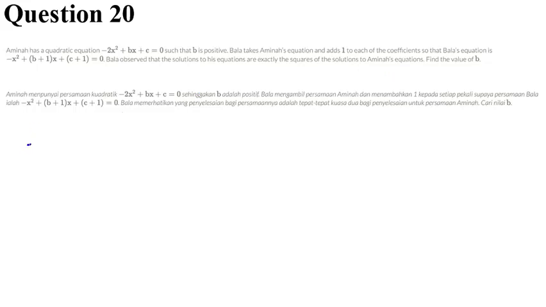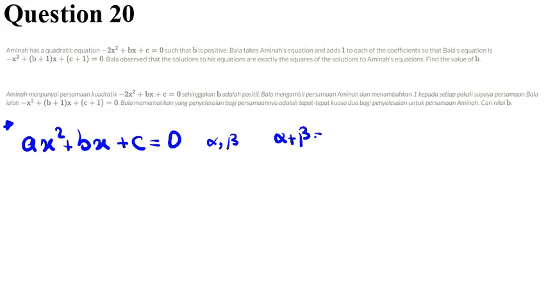So let me tell you one important idea in these types of problems. If ax squared plus bx plus c equals 0 has roots alpha and beta, then you can say alpha plus beta is negative b over a, and alpha beta is c over a.